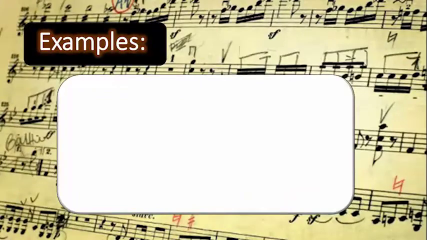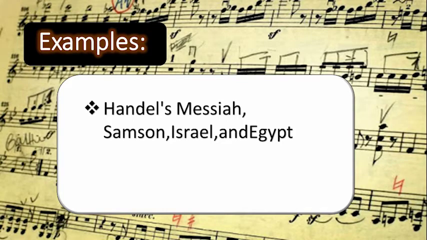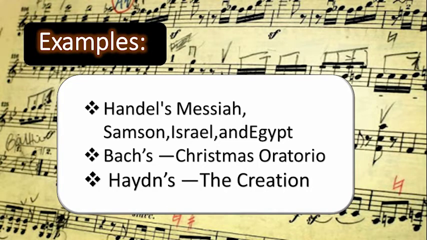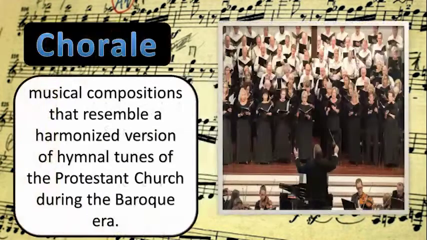Here are some of the examples of the composition. For Handel, we have the Messiah, Samson, Israel, and Egypt. For Bach, we have Christmas Oratorio. And for Haydn, we have the Creation. Chorale. It is a musical composition that resembles a harmonized version of hymnal tunes of the Protestant Church during the Baroque era.